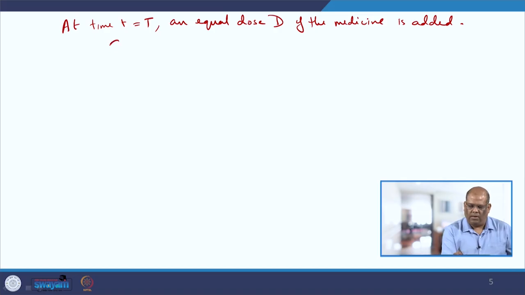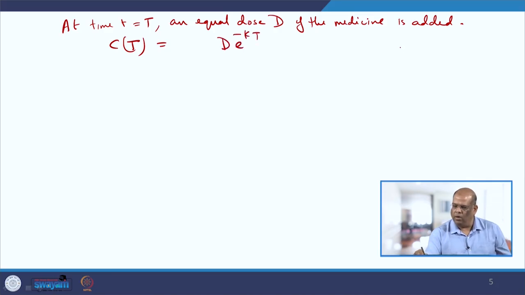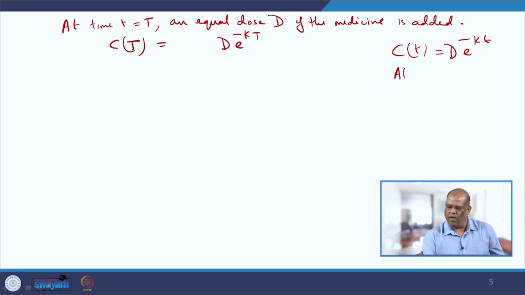So what happens is that at time t equal to capital T, you already have D e to the power minus kT, because your concentration is C(t) equal to D e to the power minus kt. So if I want the drug amount at time t equal to capital T, this will be C(T) equal to D e to the power minus kT.